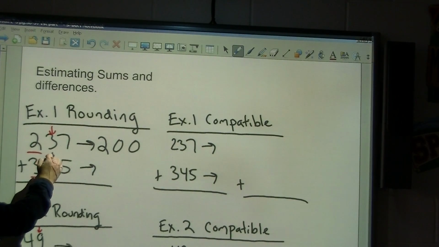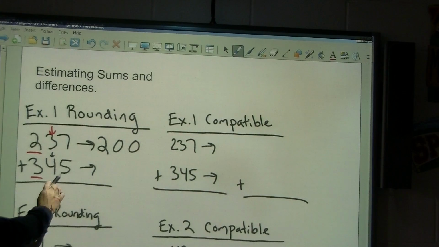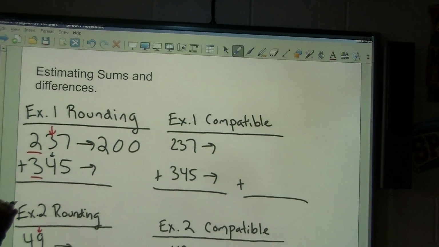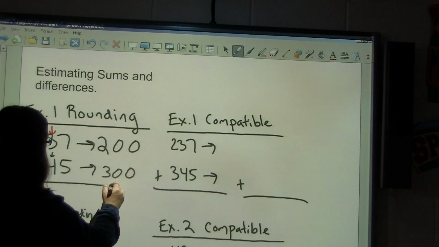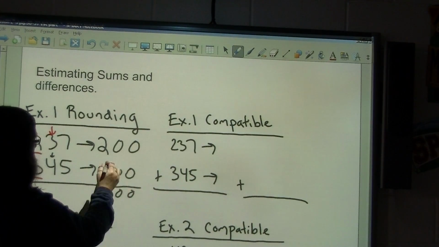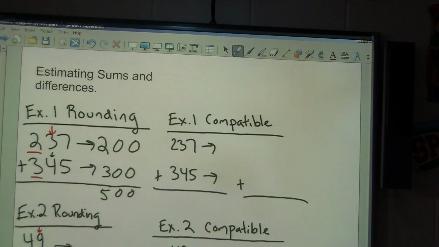345, the 4 here is what we need to look at. 4, which way do we round? Yep, down again. So this 3 does what? Yes, it stays the same. And these 2 digits get changed to what? Because it's a whole number, they change to what? Zeros. Good. So now we have 200 plus 300. And 2 plus 3 then gives us 5. So when putting those 2 numbers together, it's about 500.